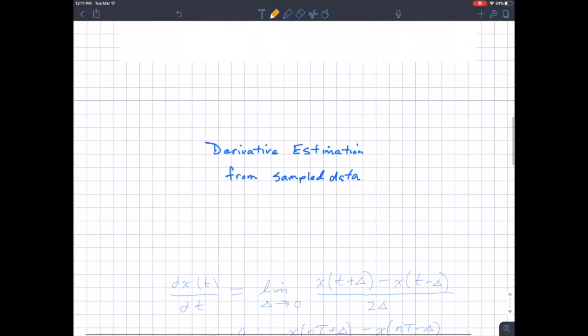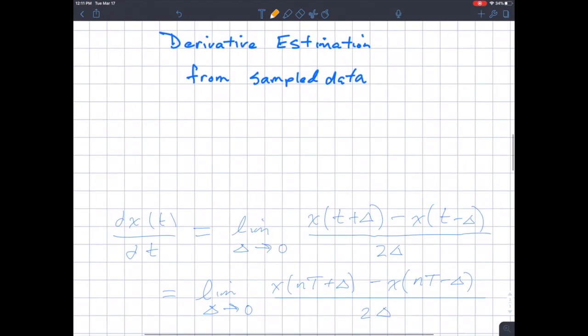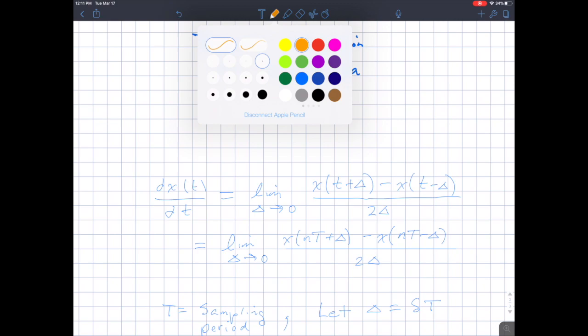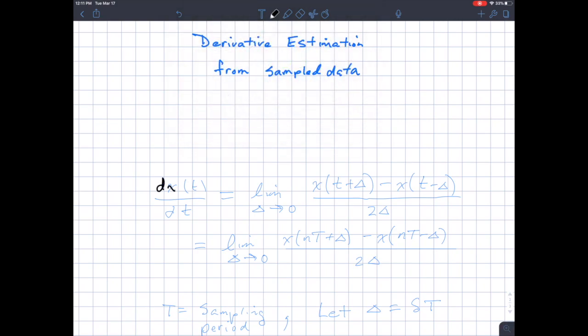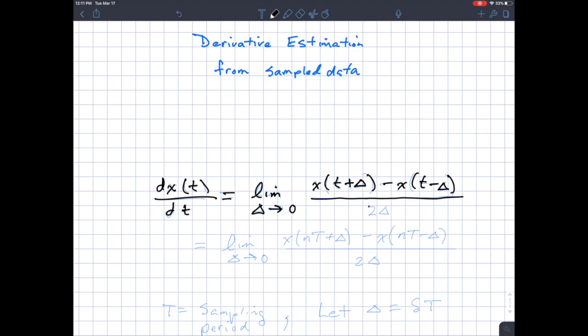So here's how the math on this works. This is derivative estimation from sampled data. What we're going to try to do here is look at dx(t)/dt. We know from the definition of a derivative that that's the limit as some parameter delta goes to 0 of x(t + delta) minus x(t - delta). You take a little step in time forward, take that value, take a little step in time backwards, take that value, take that difference, and then you divide by 2 delta.